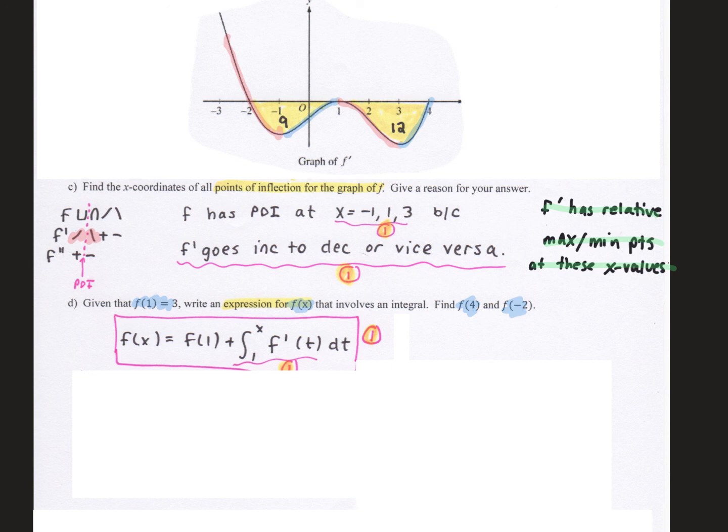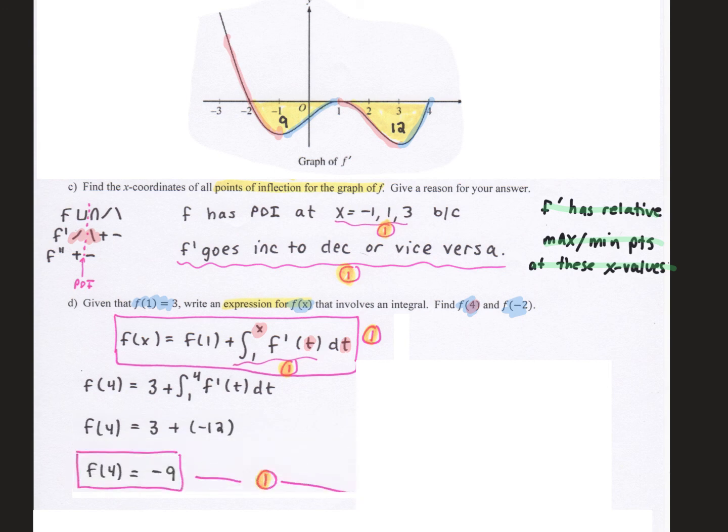And now I need to use it to find f of 4. So in place of my x value, which is my upper limit, I'm going to put a 4. And that was the problem with putting an x in that integrand, because we're not plugging the 4 into that position, we're plugging it into the upper limit. So this becomes 3 plus my integral from 1 to 4 of f prime. The way to evaluate this integral, I'm going to use the area interpretation. So I'm going to refer to my f prime graph. And from 1 to 4, I can see I have an area of 12. But because that area lies below the x-axis, I'm going to take it as a negative 12. And 3 plus negative 12 gives me that final answer of negative 9.